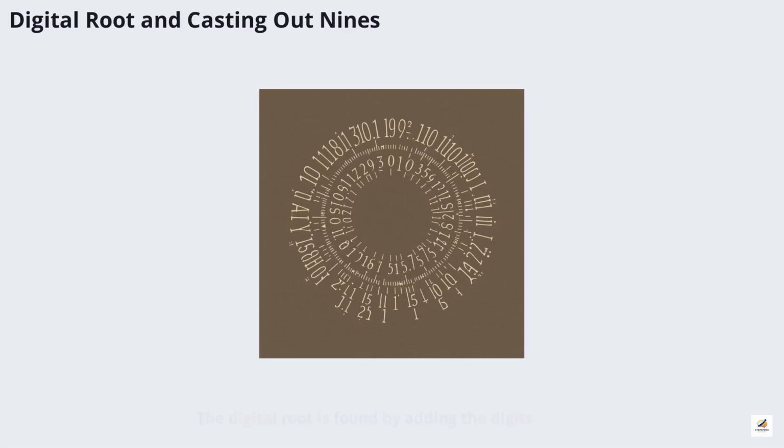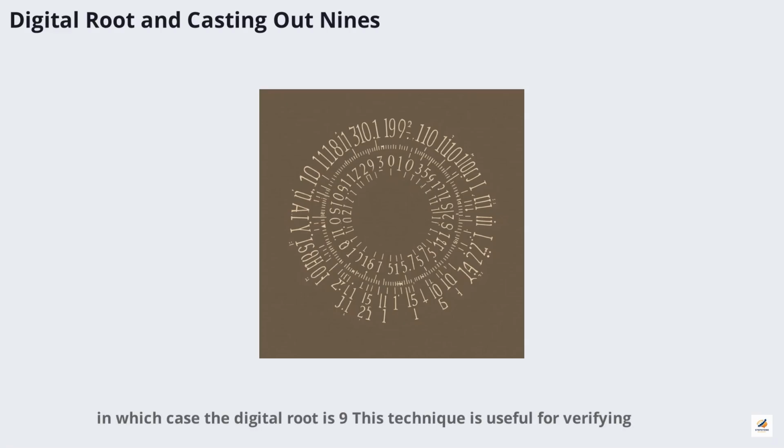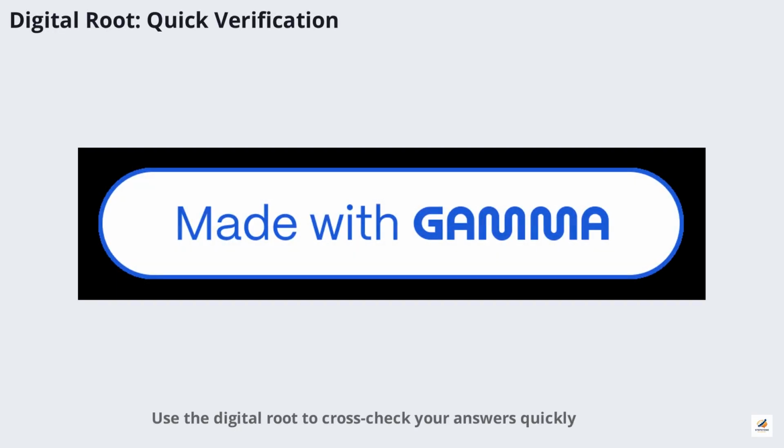The digital root is found by adding the digits of a number repeatedly until a single digit remains. The digital root equals the number mod 9 unless the result is 0, in which case the digital root is 9. This technique is useful for verifying calculations and checking divisibility by 9. Use the digital root to cross-check your answers quickly.